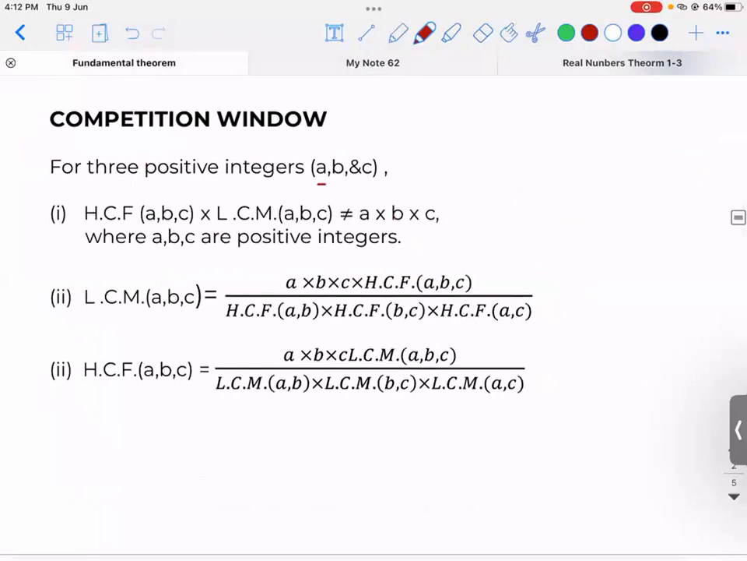So for 3 positive integers A, B, and C, HCF of ABC into LCM of ABC is not equal to the product of these three numbers, where ABC are again positive integers. Okay. Then what about LCM of ABC? How do you write it in terms of HCF of ABC? Please make a note of this formula. So write it down. LCM of ABC is equal to A into B into C into HCF of ABC.